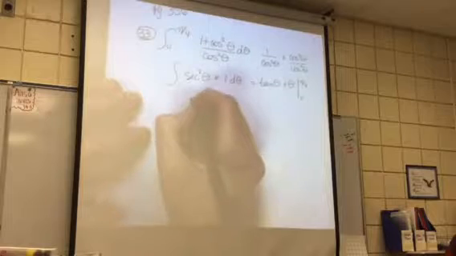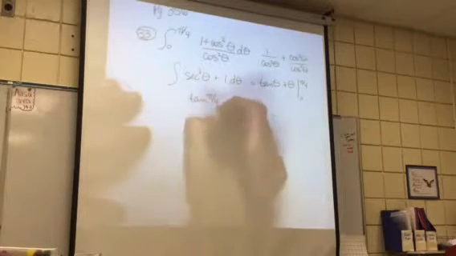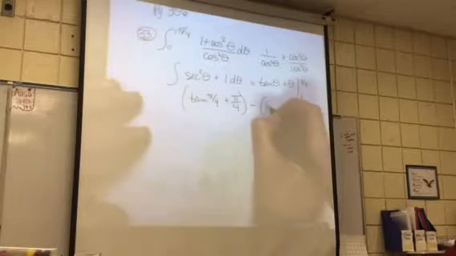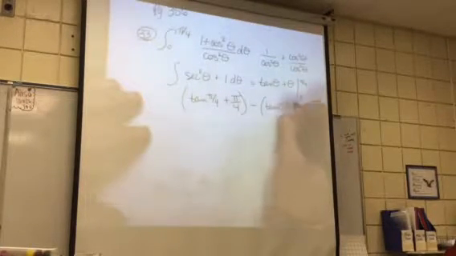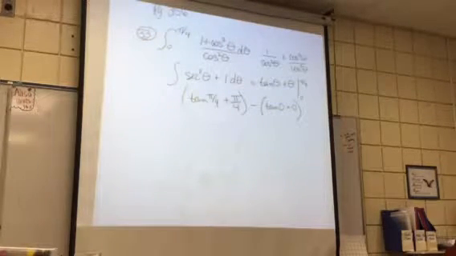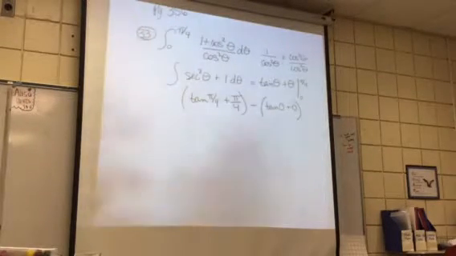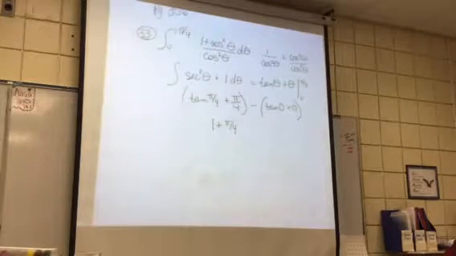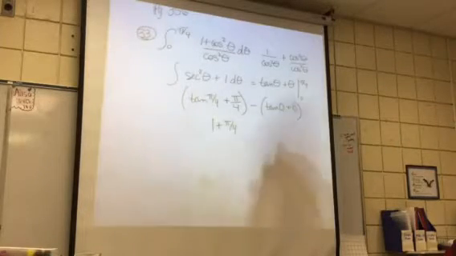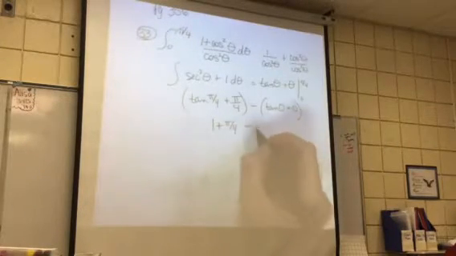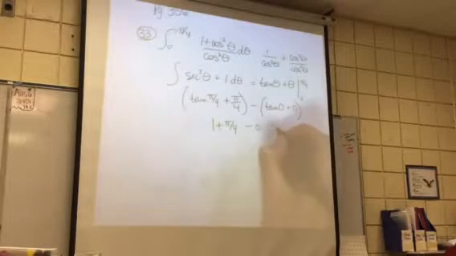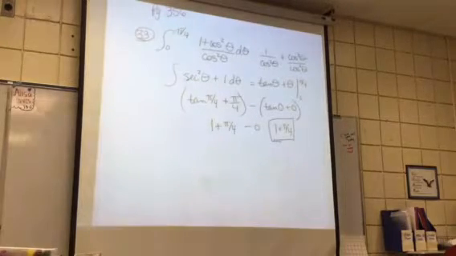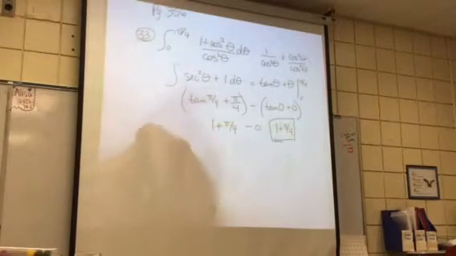So that means we're going to have to know what tangent of pi over 4 is. 1. That is 1, you're correct. And I'm also going to have to know tangent of 0. So this part is 1 plus pi over 4. Tangent of 0 is 0. So then that just becomes minus 0, which just gives us 1 plus pi over 4. Can anybody verify that that's the correct answer from the answer key? Yes? Thank you.